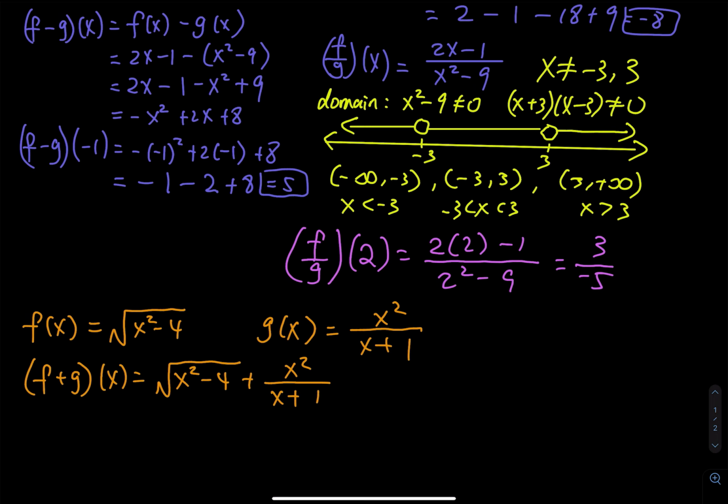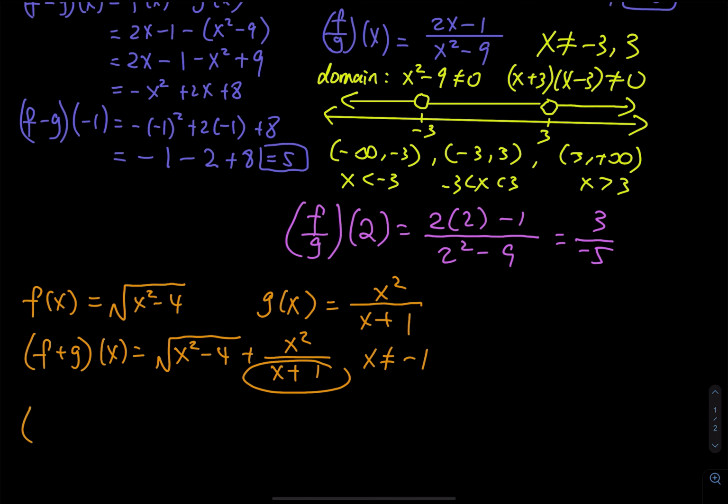So this one clearly, x cannot be equal to negative 1, for the denominator. And then for the minus, all you have to do is change the plus to a minus. You have the square root of x squared minus 4, minus x squared divided by x plus 1. Again, x cannot be equal to negative 1.